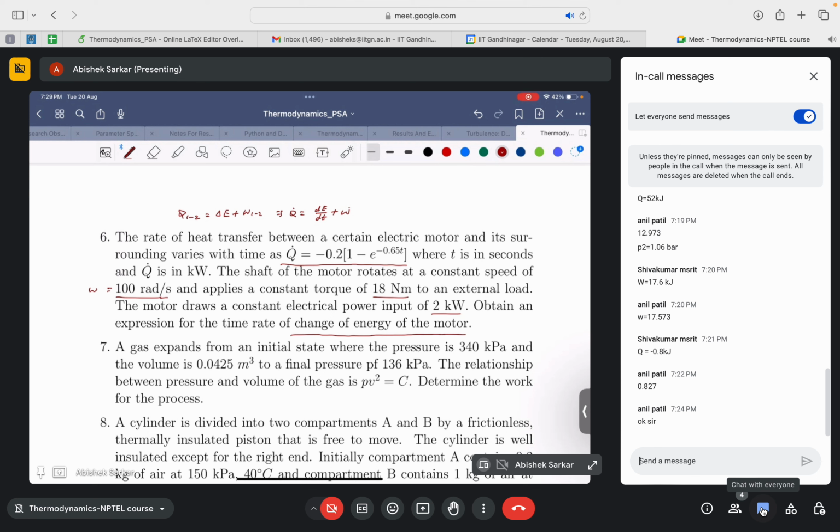Doubts? Don't get confused with the expression for the net heat interaction. It's just to confuse you. It's not that important, it's just the balance that you make while applying the first law of thermodynamics. Once you apply it, certain terms get cancelled out and you get a very simple expression which is only a function of time, which tells you how the internal energy of the motor decreases or varies.